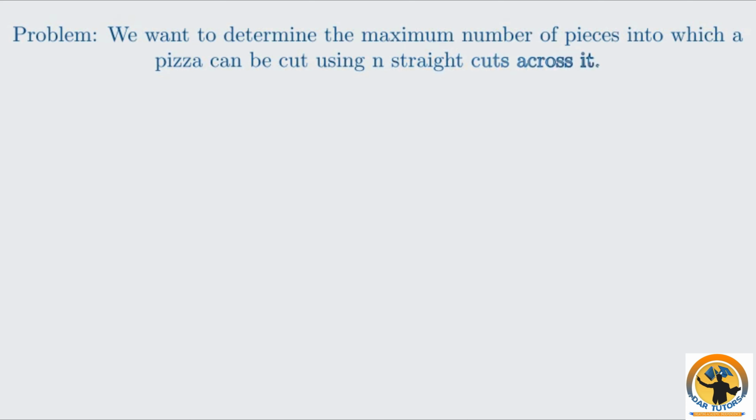Let's apply finite differences to a real-world problem. Our objective is to determine a quadratic model from a given scenario and then use it to make a prediction. This problem asks for the maximum number of pieces into which a pizza can be cut with n straight cuts. Let's start with a few cases and record the results.